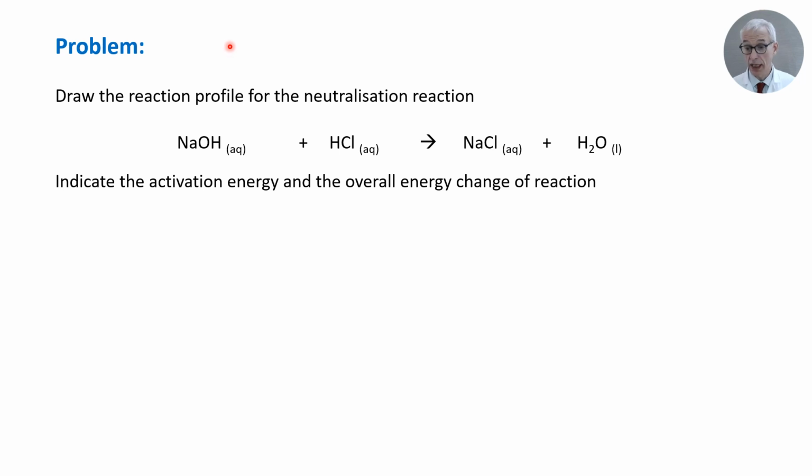So here is a problem. Draw the reaction profile for the neutralization reaction between sodium hydroxide and hydrochloric acid. Indicate the activation energy and the overall energy change of reaction. Pause, produce that reaction profile, compare it to mine when you're ready.